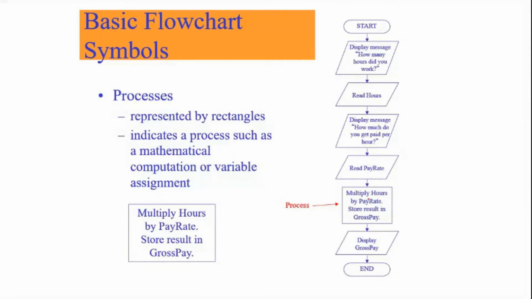In this case, a mathematical computation is happening, that is multiply hours by pay rate. So this is a mathematical calculation. Then store the result in gross pay. That is, we assign the result of this particular multiplication into gross pay. So that is an assignment. A process indicates either a computation or a variable assignment. So all the processes are given in rectangles. This is the third component, that is a process.